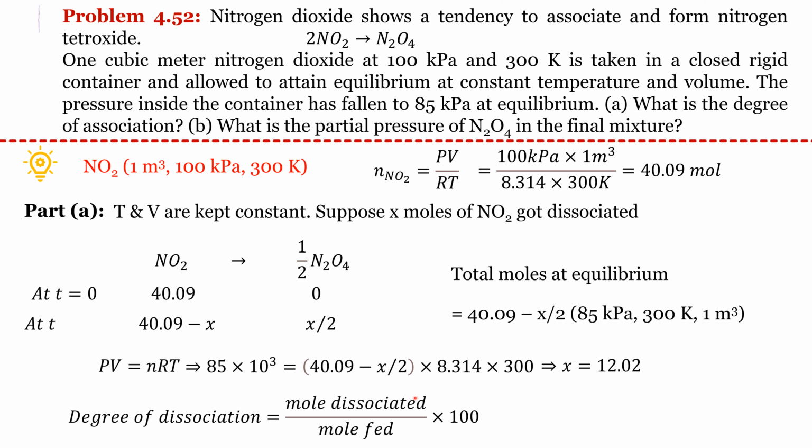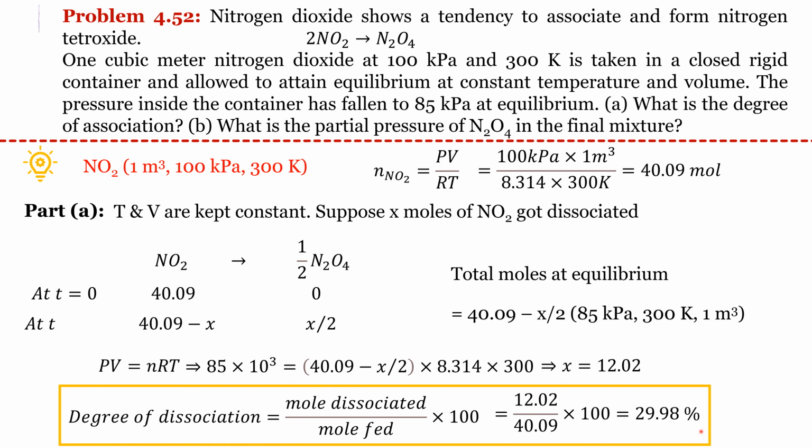Now we can write the degree of association will be equal to moles associated divided by moles fed into 100. The moles associated we have already estimated is 12.02 and moles fed is 40.09. After substituting all values we will get 29.98 percent.